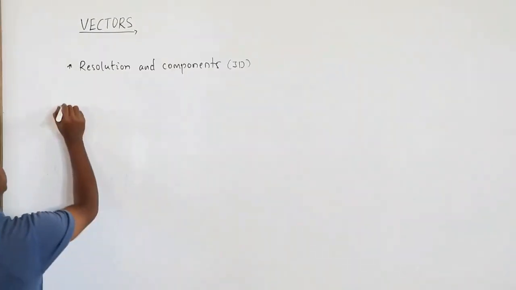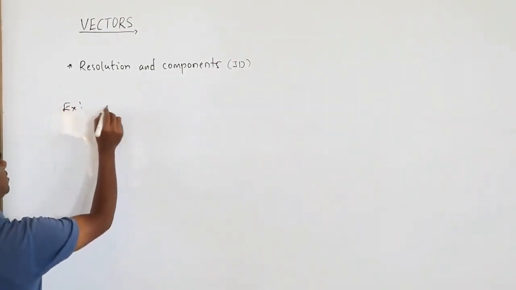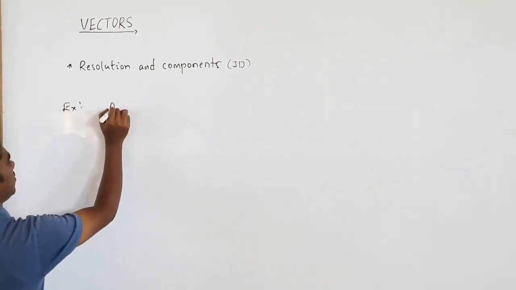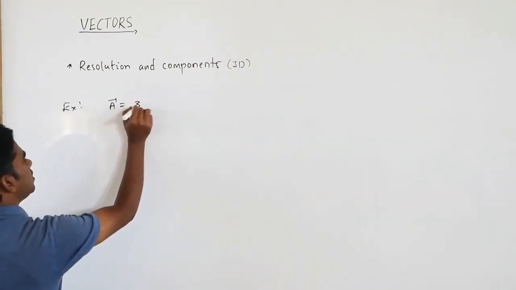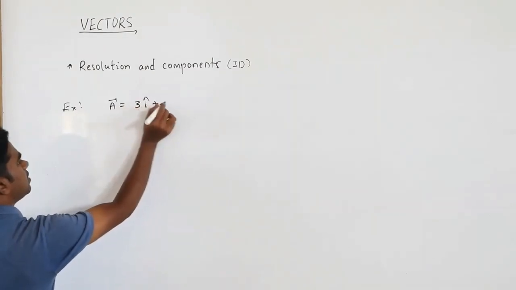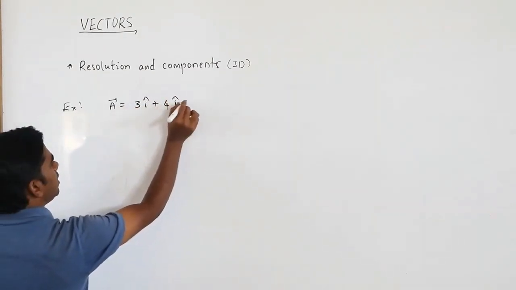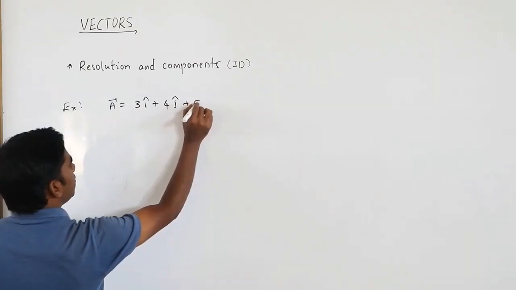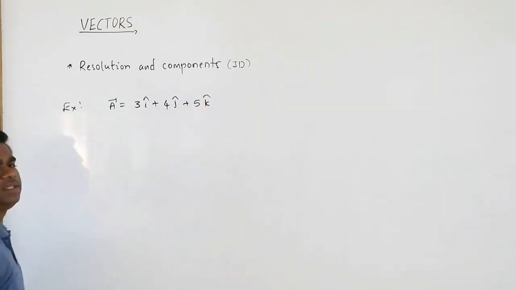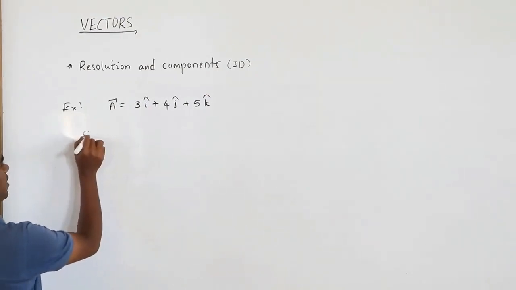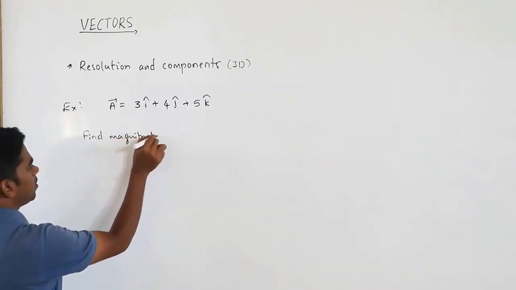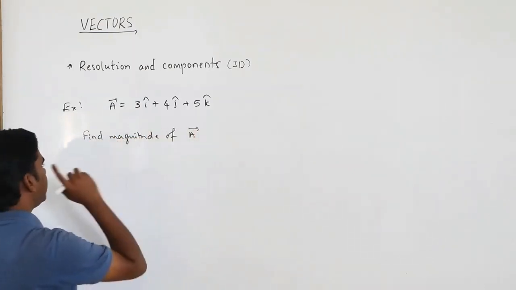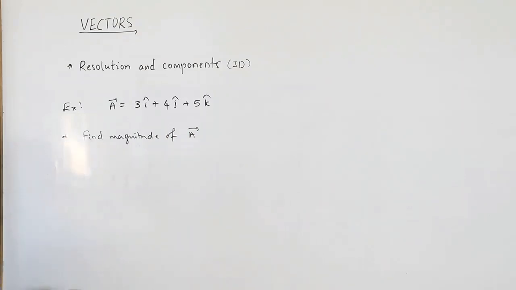So let me take an example of 3 dimensions. For example, they have given vector A is equals to, whatever number you want you can take, 3 i cap plus 4 j cap plus say 5 k cap. So this is the vector they have given. They may ask you to find the magnitude of vector A. They may ask alpha, beta, gamma also. So that we will see later.